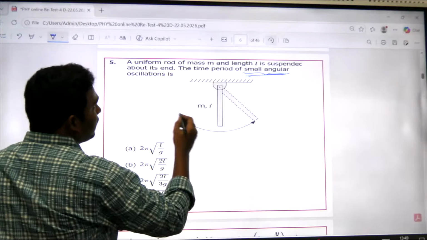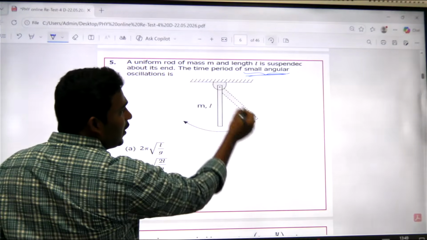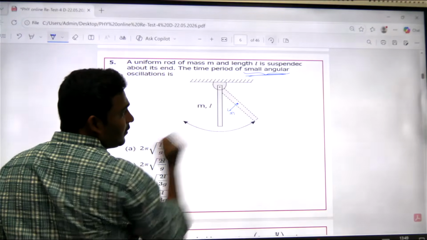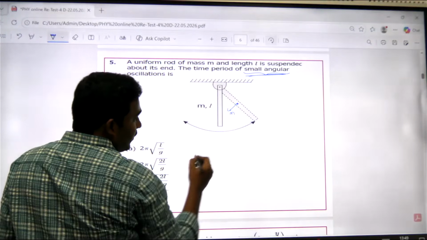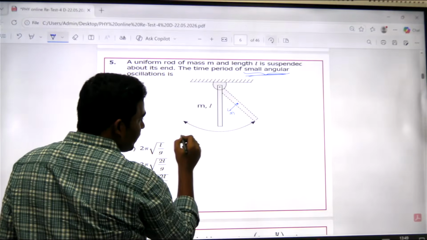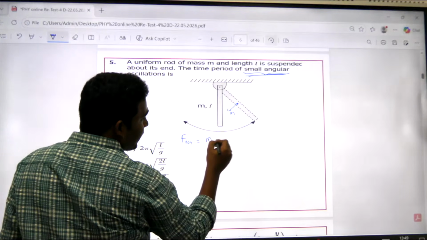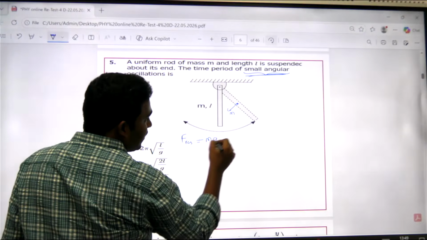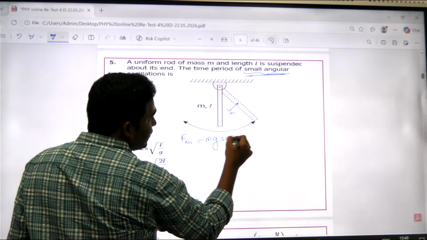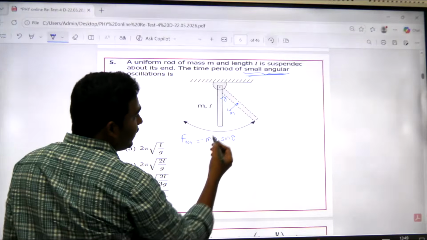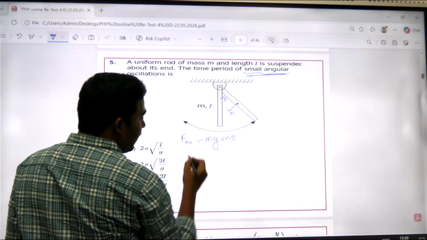Now, this is a rod, and I'll consider the mass m acting here. So the restoring force is minus mg sin theta. If this is theta, your restoring force is minus mg sin theta, and that would be equal to. And what is your torque?